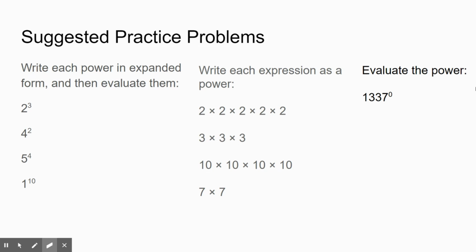I've got a number of suggested practice problems for you. In the first 4, you're going to write each power in expanded form and then evaluate them. In the next set of problems, you're going to write each expression as a power. So think about what your base is and what your exponent is. And then there's one at the end. This is a challenge problem, where you're going to evaluate that power. You might have to think about something in the things to remember to help you with that one. Good luck!